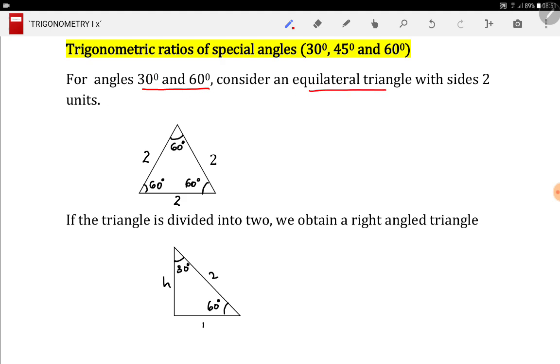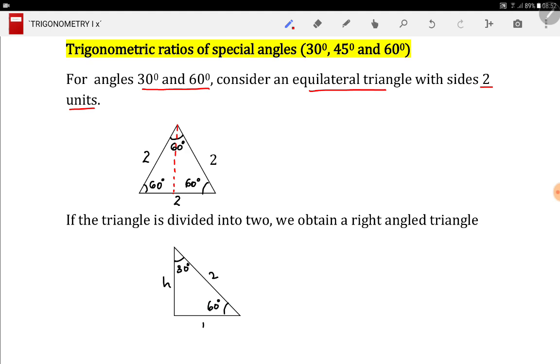sides 2 units. So an equilateral triangle is a triangle whose sides are equal and the angles are equal. So each angle is 60 degrees and each side is 2 units. Now, if we create some height here to divide this triangle into 2, we obtain a right angled triangle.